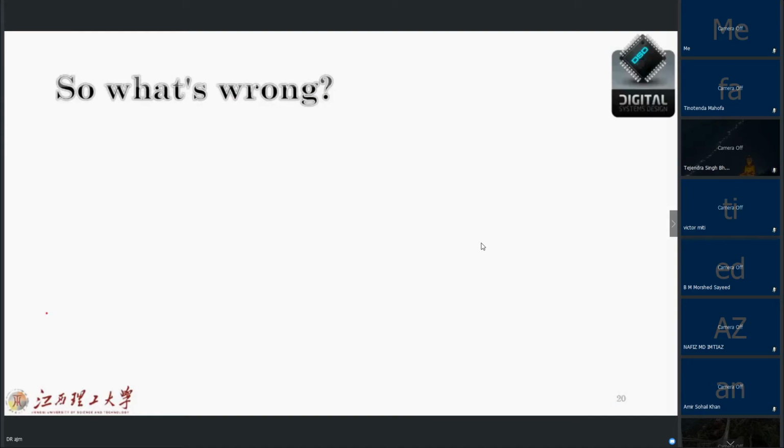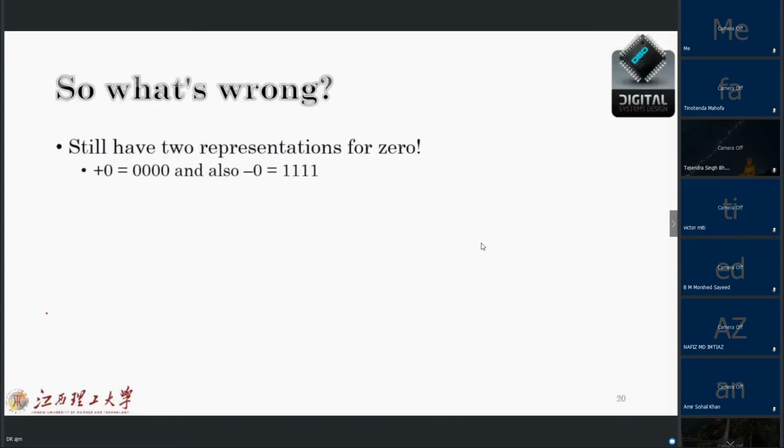Why we need another approach? Because the main problem is here, plus 0 and minus 0. Then let us review. The first thing that we saw with the magnitude and the sign shows that we had two problems. One is with 4 plus minus 3, and the other is plus and minus 0. The plus and minus 0 problem is solved by one's complement, but 4 plus minus 3 remains a problem with one's complement.